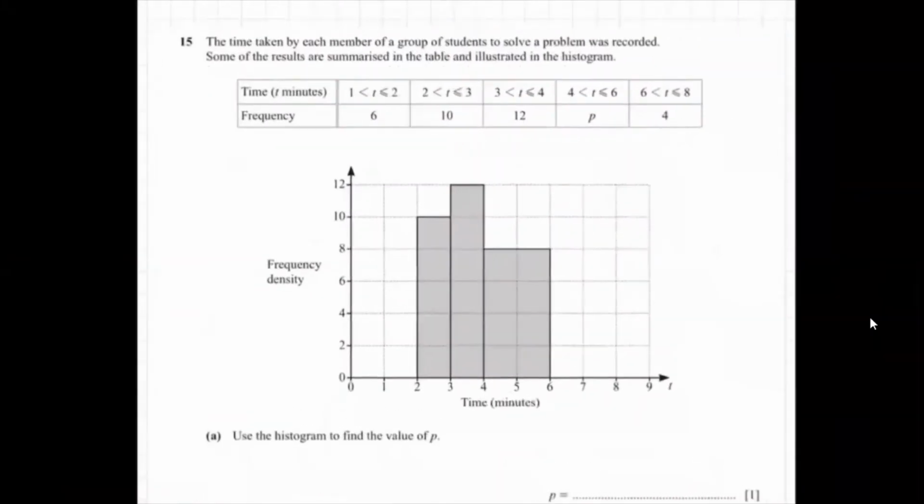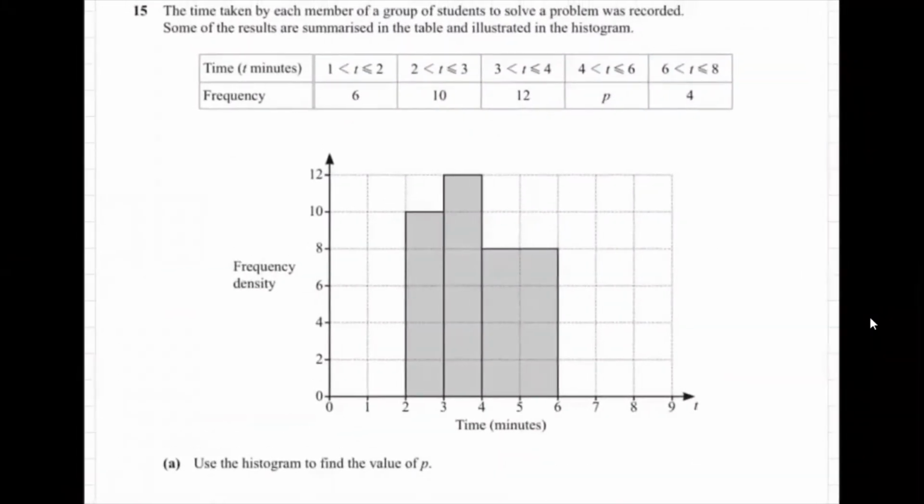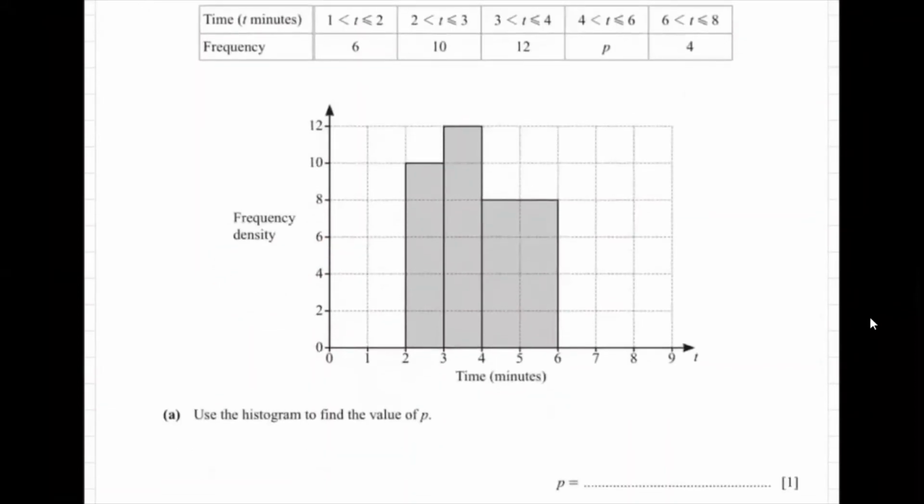The time taken for this is, okay, this is a histogram. So we have frequency density over here. Frequency density is used whenever your class width is unequal. We have a class width of 1 here, 1 here, 1 here, 2 here, 2 here, which means it's unequal. That's why they have plotted frequency density against time. Use the histogram to find the value of P.